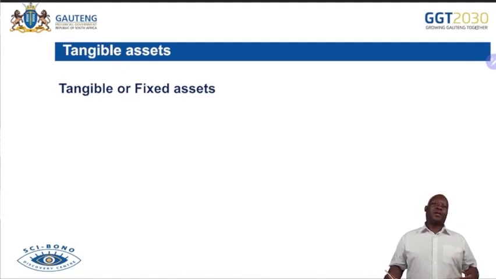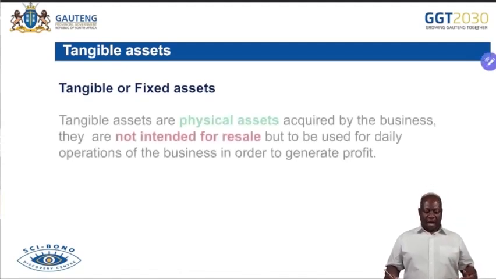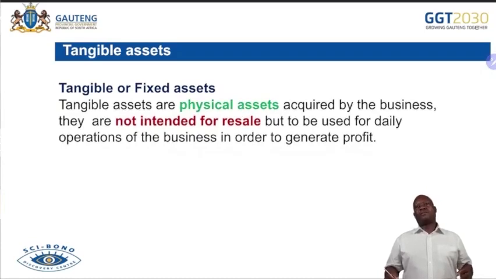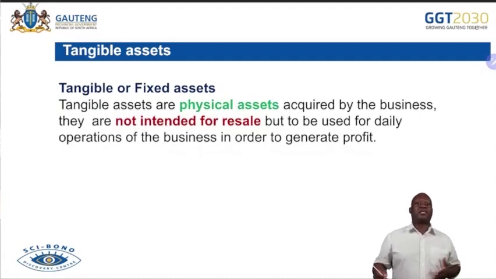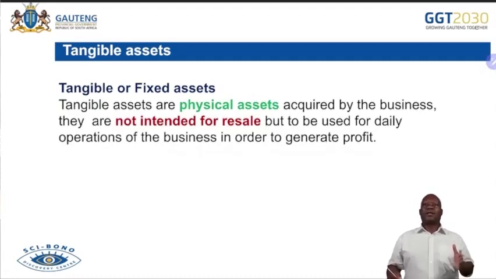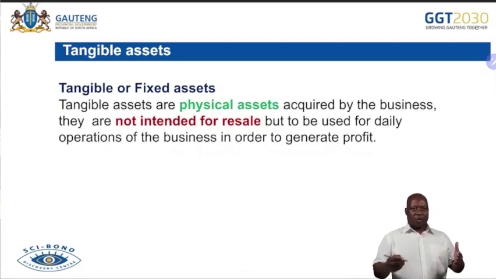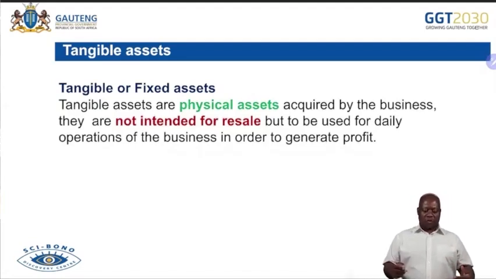Now, to start with, let's look into the definition. What is a tangible asset? Remember, from the word touch, tangible. Those are physical assets that are acquired by the business. But please take note, the intention of acquiring these assets is for use in the business for a long time, not for resale. So these are generally acquired by the business for use, not for resale.